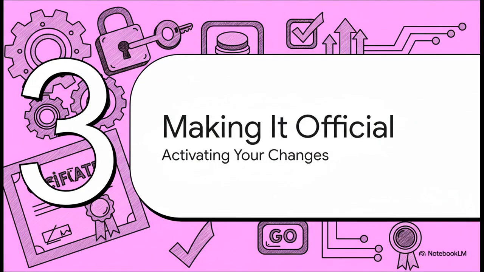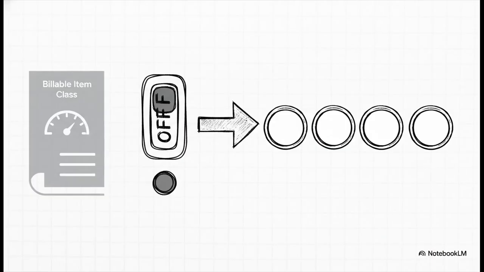Now, you might be thinking, great, we're done, but hold on a sec. There's a final, absolutely critical phase to make sure the system actually recognizes and can use your new field. Let's look at how to make it all official. So just saving the field in the class doesn't actually make it live. You've changed the blueprint, sure, but you haven't told the factory to start using the new design yet. To do that, we need to run a sequence of activation steps.